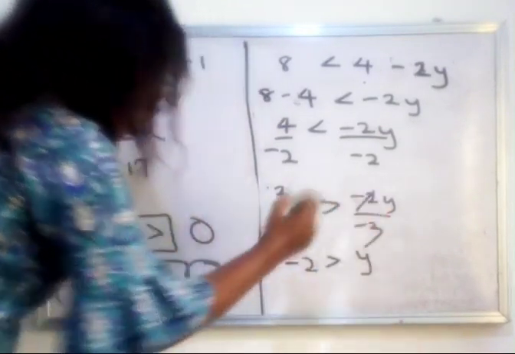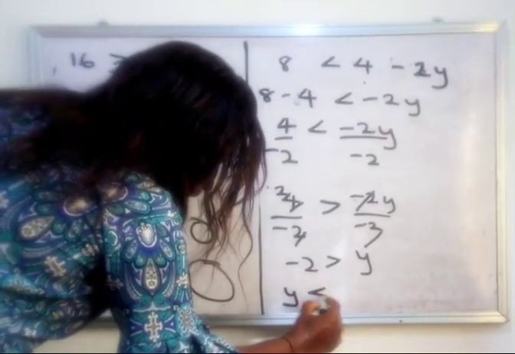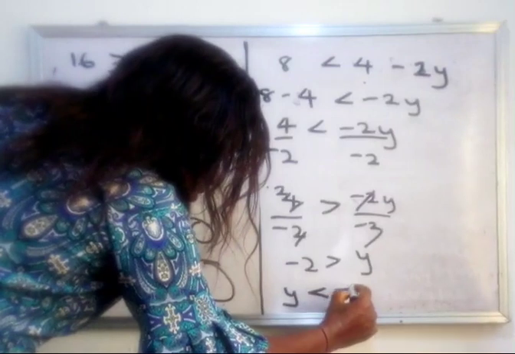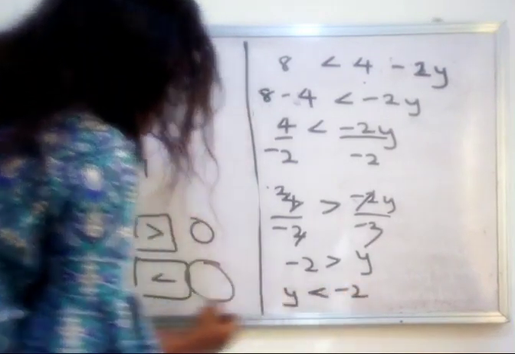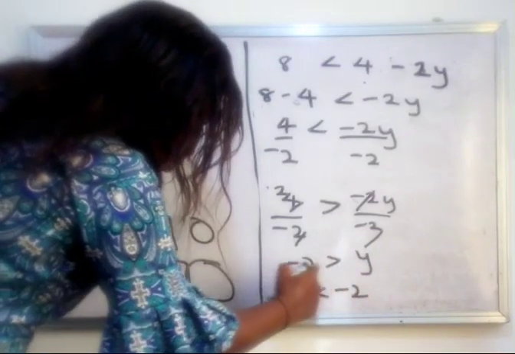Now this can also be rewritten as y is less than minus 2. Because remember we said it in the previous equation that when you are moving y to this side, the sign also changes.